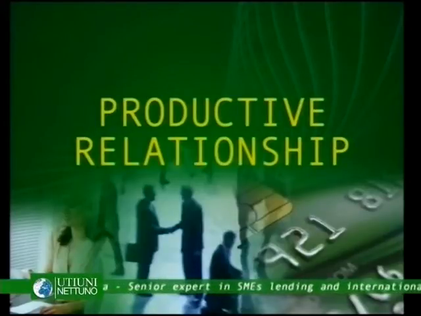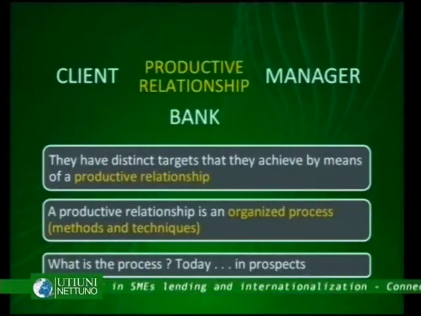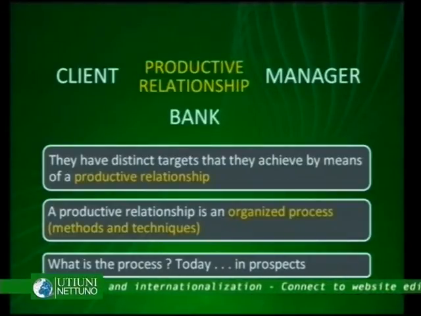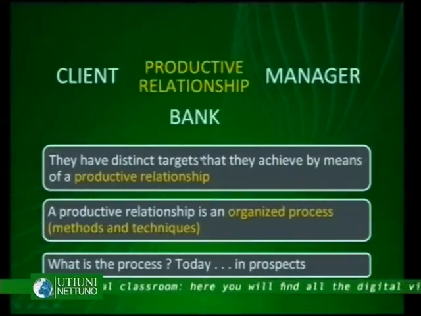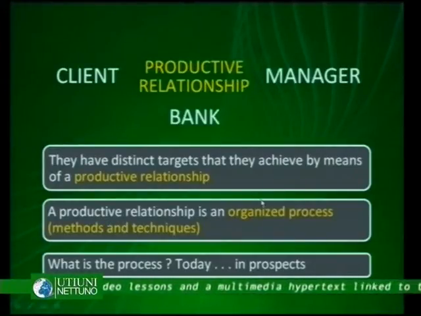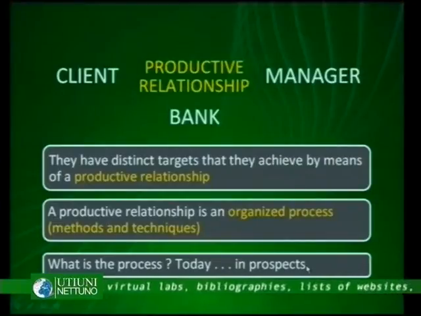We start with productive relationship. There are three major actors: the client, the bank, and the manager. This is the productive relationship. The three have distinct targets that they achieve by means of a productive relationship. A productive relationship is an organized process made by methods and techniques. And we will start seeing what the process is today and what it will be in prospect.